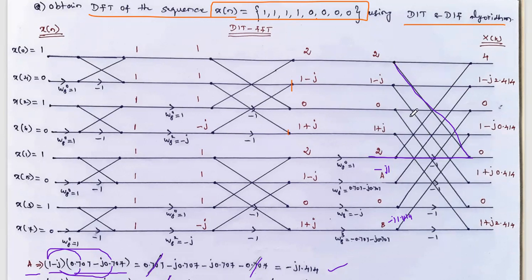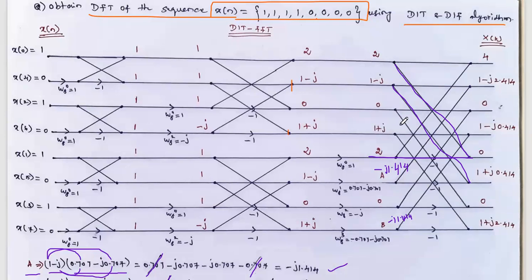Similarly, in the sixth line, you see 1 minus j multiplied with minus 1 and this a value. What is the a value? The a value is minus j 1.414. So minus j 1.414 multiplied with minus 1 plus j, then you add it with 1 minus j. You get the answer 1 plus j 0.414.